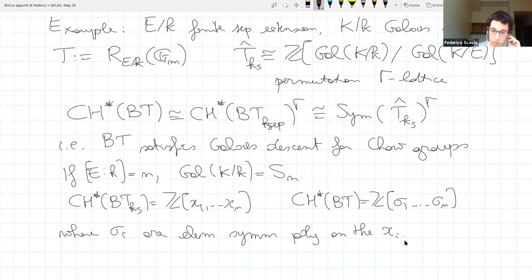Okay, maybe I should spend a few words on why this isomorphism is true. So the second isomorphism is example two that we've seen. And the fact that example two is so canonical that it actually becomes Γ-invariant.